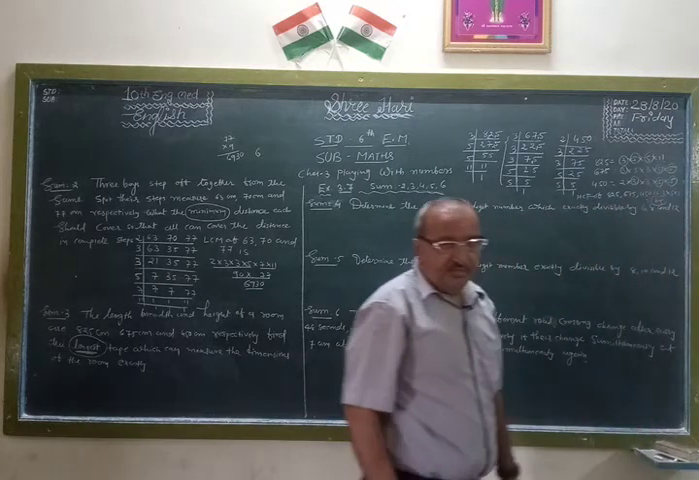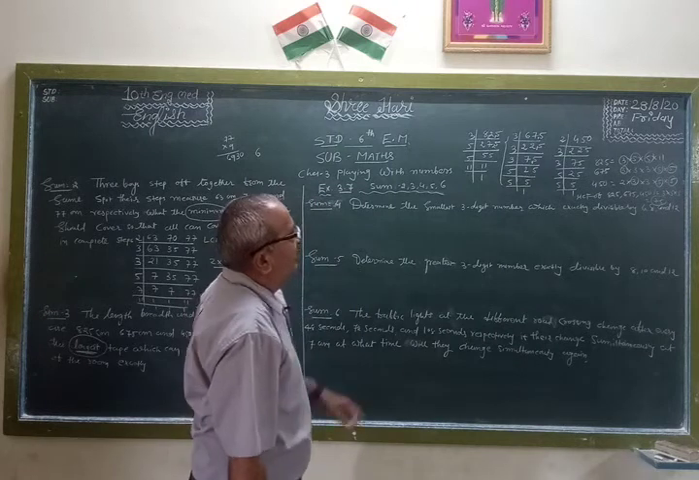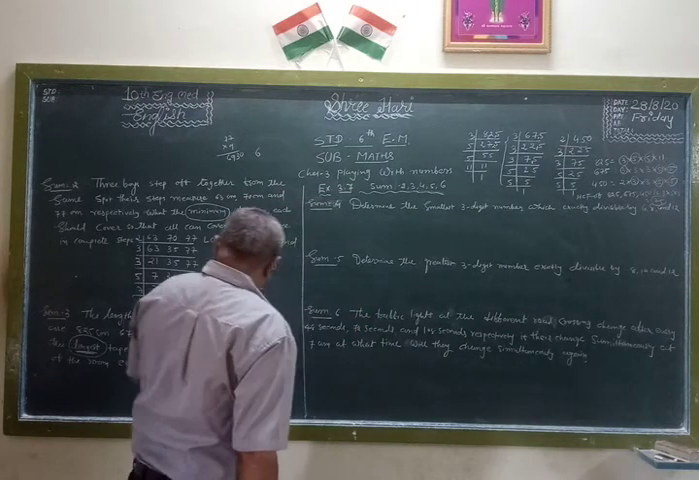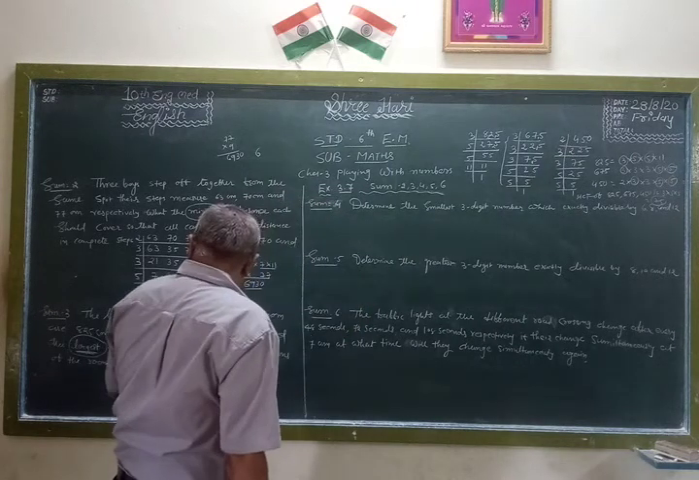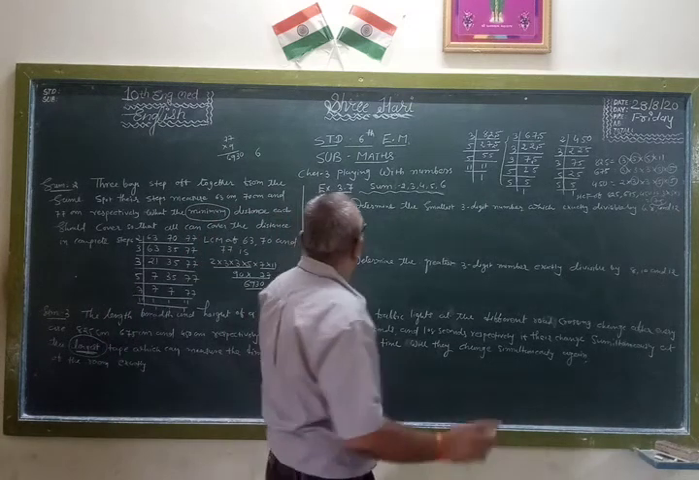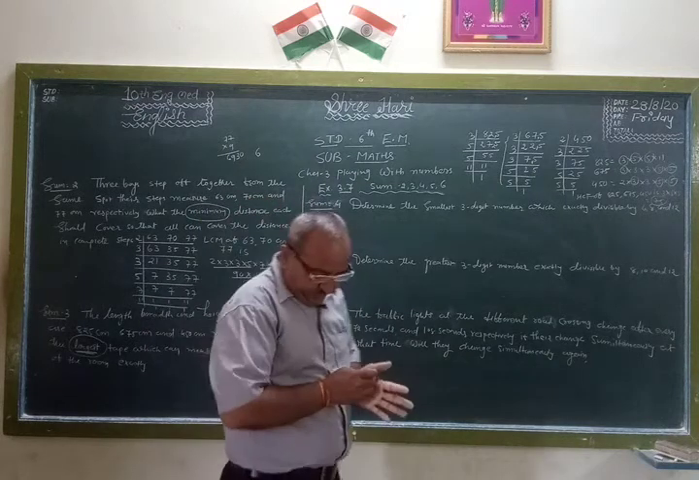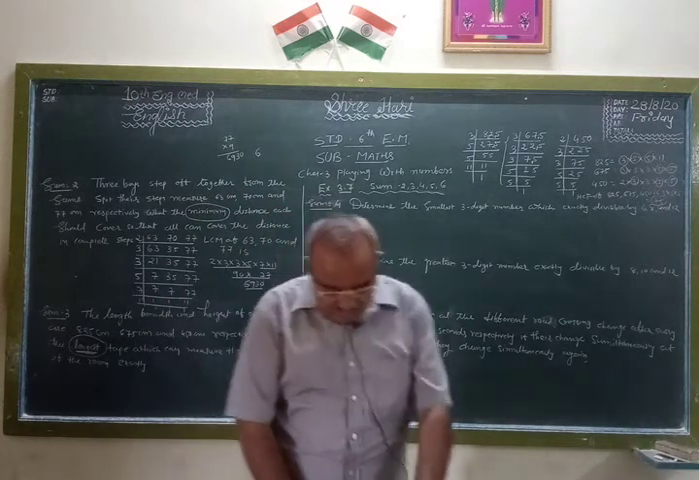So we have a measure tape of 75 centimeters to measure the dimensions of the room exactly. So this is sum number 3. Now sum number 4.